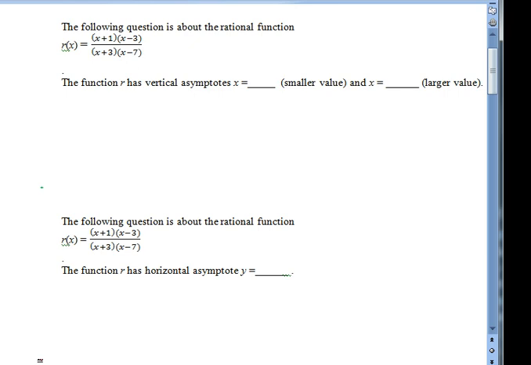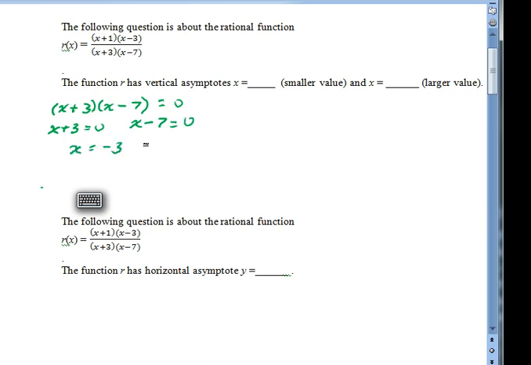We find the vertical asymptotes by finding out where the denominator is equal to 0. And so in this case, we have that x plus 3 times x minus 7 equals 0 if and only if x plus 3 equals 0 or x minus 7 equals 0. So x equals negative 3 or x equals 7.